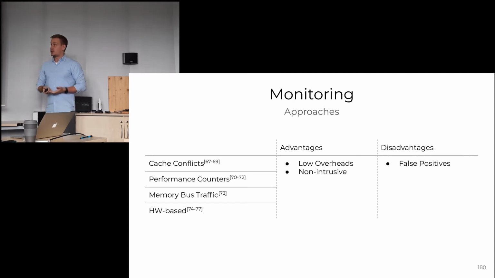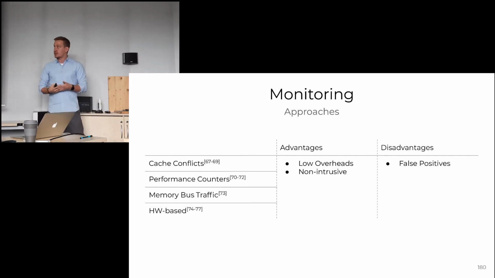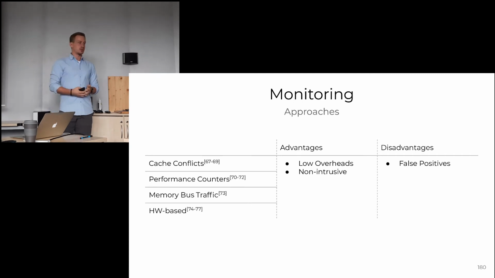There are a few approaches to do that. We can observe these conflicts with TSX, for example, with performance counters. We can monitor the state of a memory bus. But the overall issue with this approach is that it's very prone to false positives.